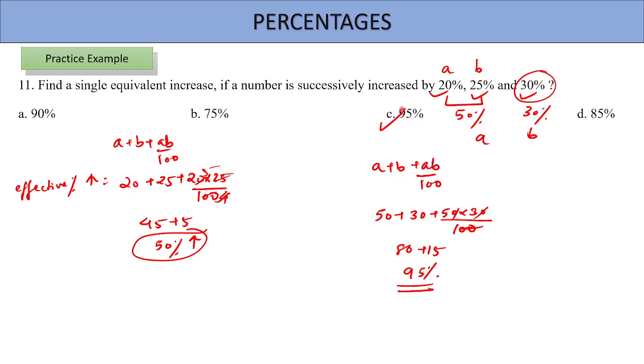I hope this one is clear. We have to use the same concept. It's just that you have to first solve for the first two, get the effective change, and then apply the same formula for the first effective change with that of the third percentage. So I hope this is clear. If you have doubts, guys, if you didn't understand this sum, then please pause the video, watch this part again, and then move ahead.